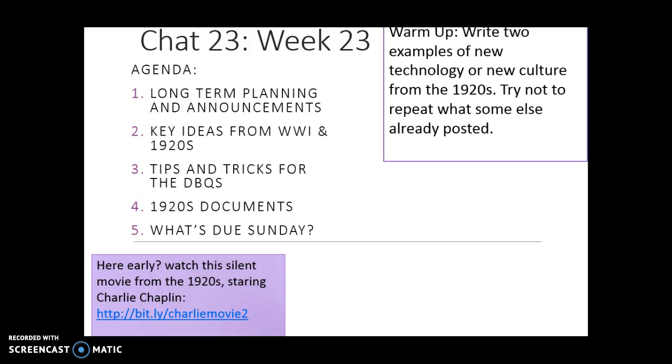So 2 examples of new technology or new culture from the 1920s. The 2 most important technology inventions during this time period would be the mass production of the automobile, particularly of Ford's Model T, but also the radio as well. That's the other really important one. And there's refrigerators, washing machines, electric stoves, the toaster is invented, Band-Aids, Scotch tape, and then new culture.